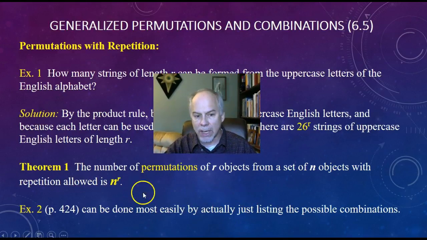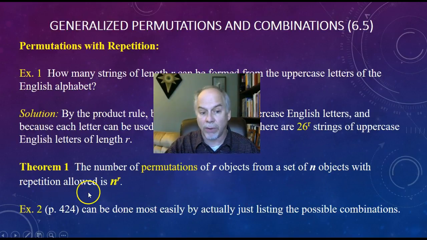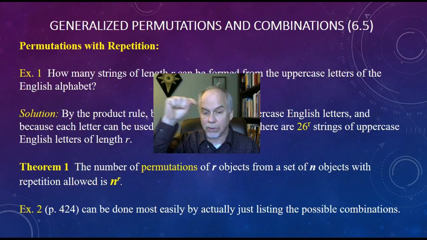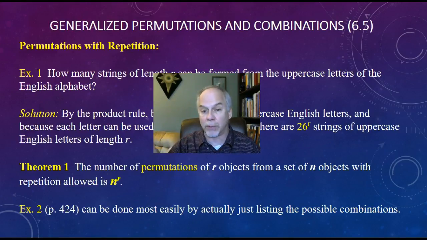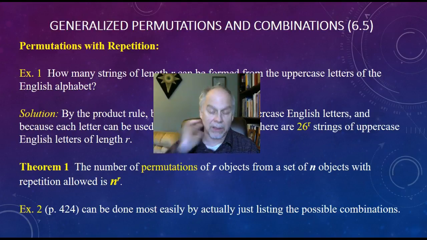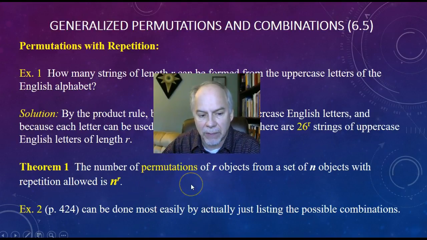Now, Theorem 1 says the number of permutations of R objects from a set of N objects with repetition allowed is N to the R power. So N is how many objects you have to choose from. In this case, it was 26 because it was 26 letters of the alphabet. And then R is the number of things you're going to take and have in your subset, or arrangement, I should say. This is permutations.